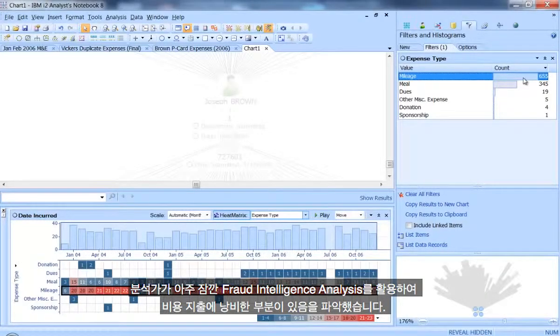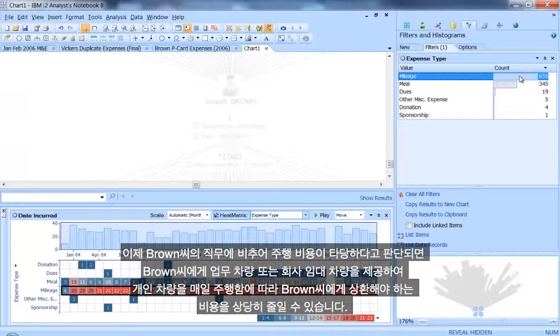Utilizing fraud intelligence analysis, in just a matter of a few moments, our analyst has identified an area of wasteful spending. Now, if it's determined that the mileage is reasonable based on Mr. Brown's job role, then the money being reimbursed to Mr. Brown due to daily mileage on his personal car could be greatly reduced by providing him with a fleet vehicle or a company lease.